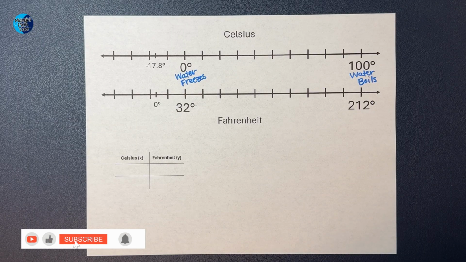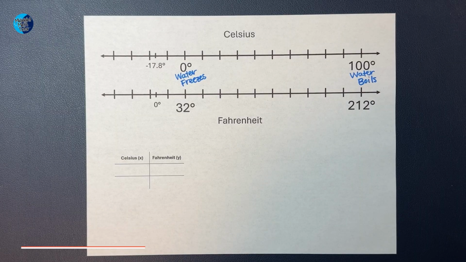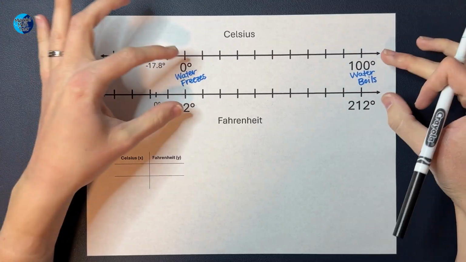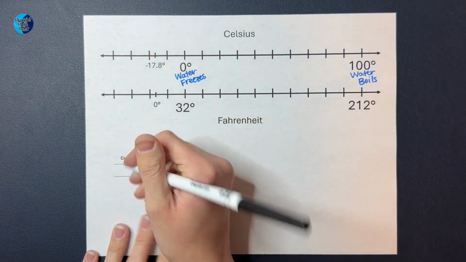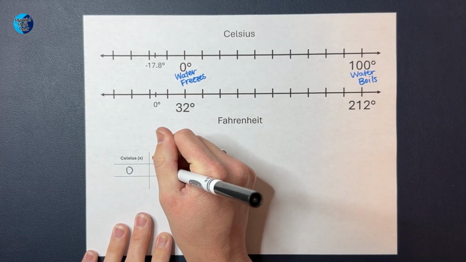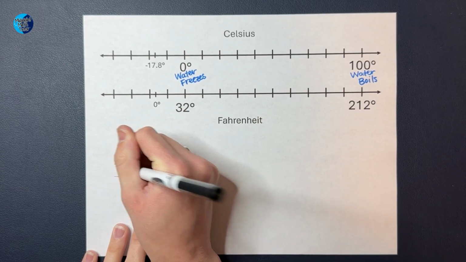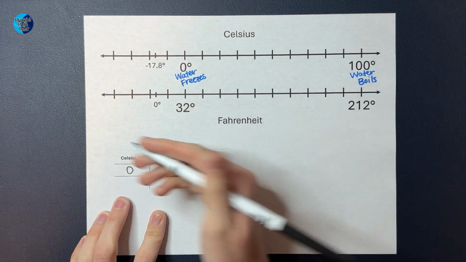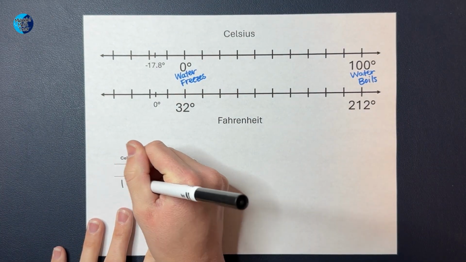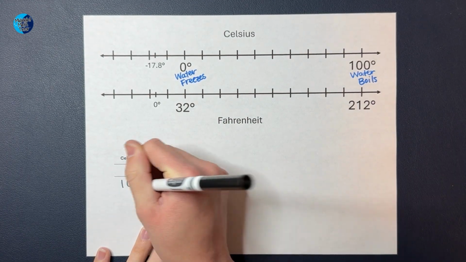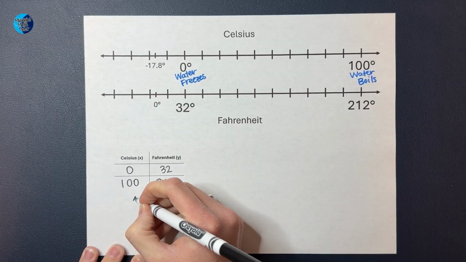Okay, so what we're going to do first is just treat these like ordered pairs. So we know for sure 2 of these, right? When Celsius is 0, Fahrenheit is 32. We're just going to use those as ordered pairs as if we were graphing this. Now, when Celsius is 100, Fahrenheit is 212. So you can kind of imagine what this graph would look like.